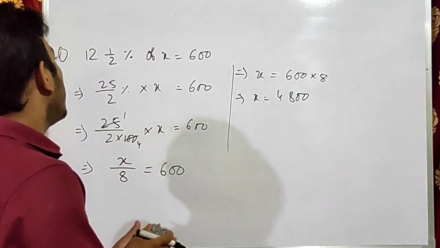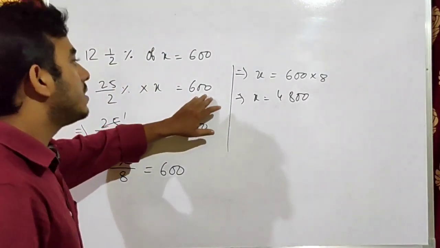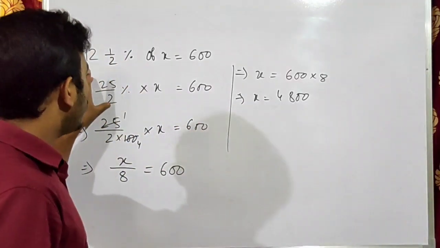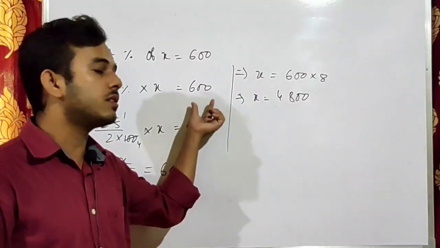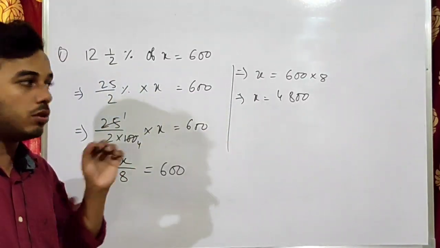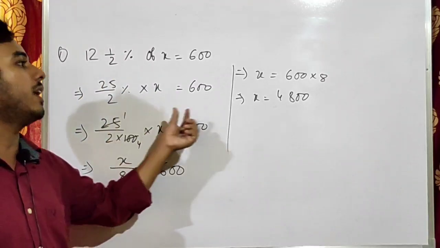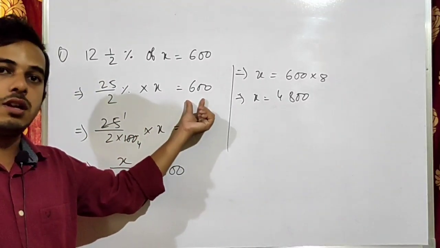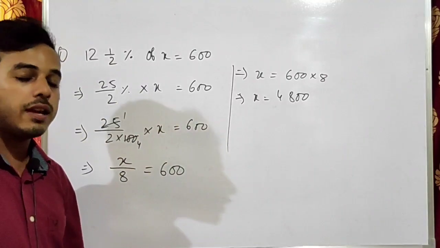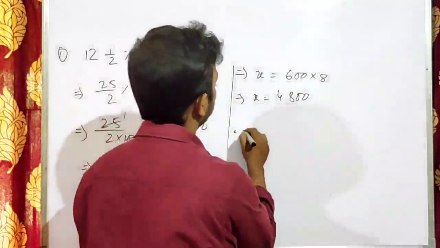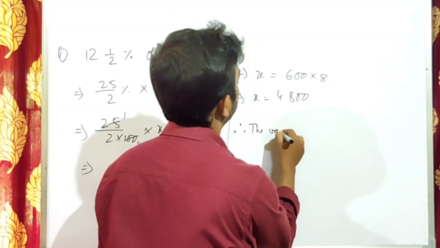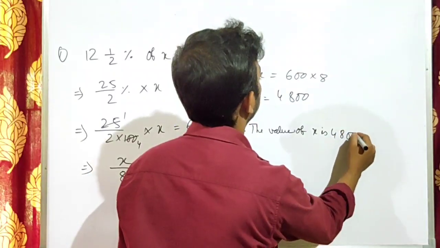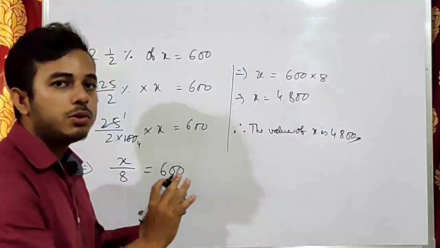So this equation means what? They suppose 25 by 2% of x is 600, means what? This x means 4800, that is 25 by 2% of 4800 is 600. Clear? We have found out the value of x. Therefore the value of x is 4800. I hope this is clear to you.